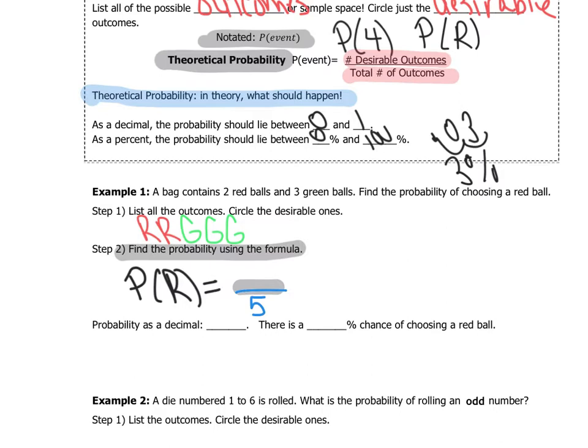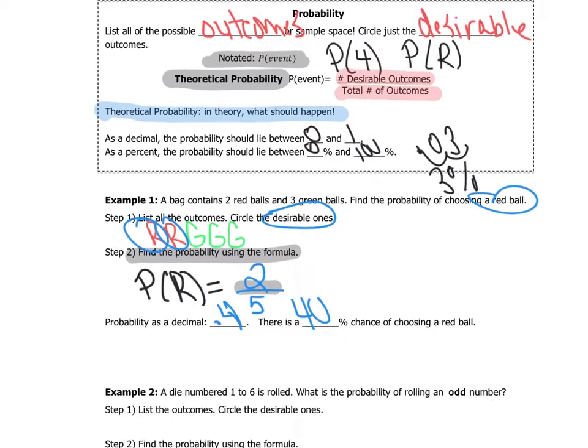Okay. Then it says circle the desired ones. Well, what do we desire? We desire to get a red ball. Well, there's 1, 2 red balls in there. So we'd have a 2 out of 5 chance of picking a red ball out of that bag. So as a decimal, that's going to be 2 divided by 5, which is 0.4. So there's a 40% chance of choosing a red ball.